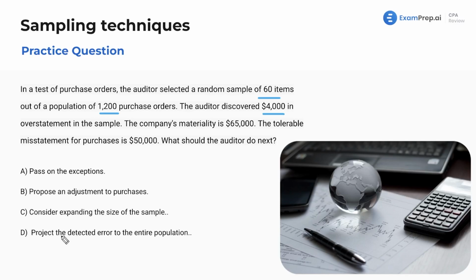And lastly, project the detected error to the entire population. This would be our answer. Final answer would be letter D. We want to understand the effect of this on the entire population.